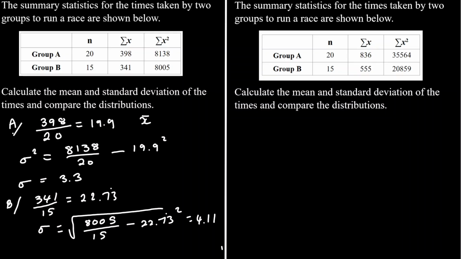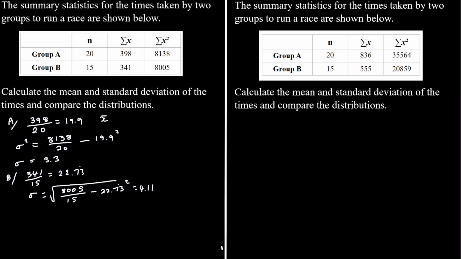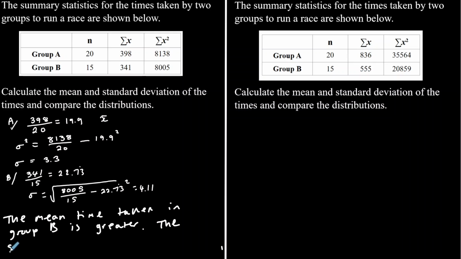So now we can compare the two data sets. We're going to compare the mean and we're going to compare the standard deviation. So the mean is 19.9 for group A, 22.7 for group B. So the mean time taken in group B is greater. And then we're going to compare the spread. So the standard deviation is lower. So the spread is lower for group A. So the spread of times is lower for group A.